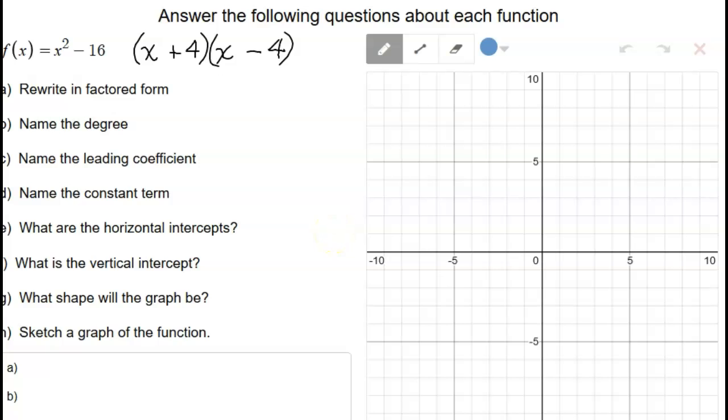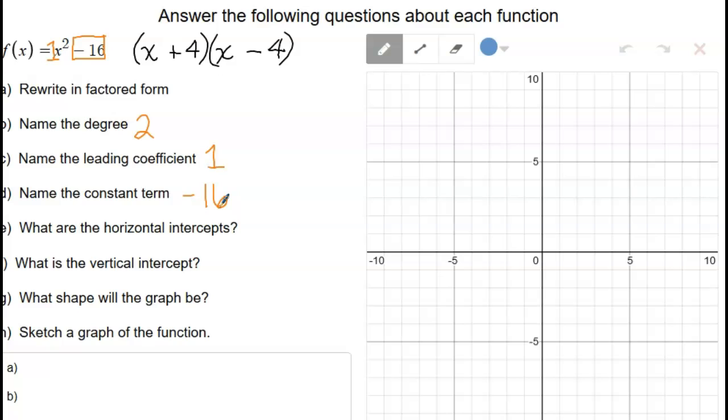Name the degree, again, that's either how many x's you have or the biggest exponent up here. So the degree would be 2. This is a second degree polynomial. The leading coefficient, again, is 1. The constant term is negative 16. Be sure that you take the sign that's in front of it. And you can also look over here. If you take these two constants and multiply those together, you would get negative 16.